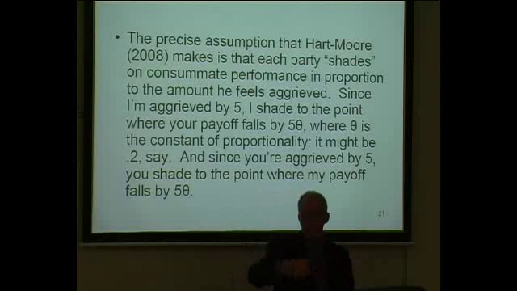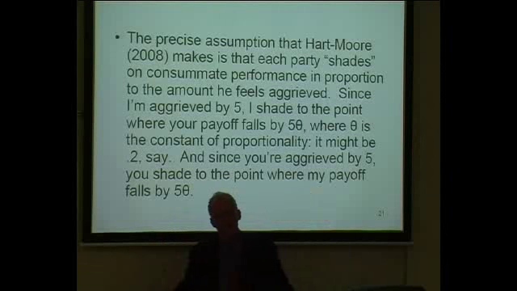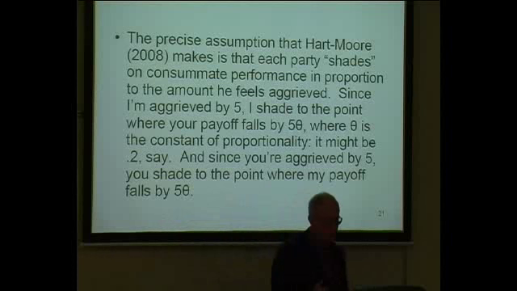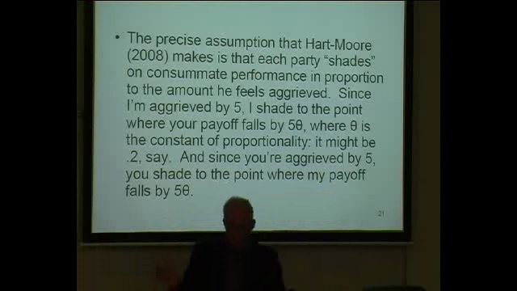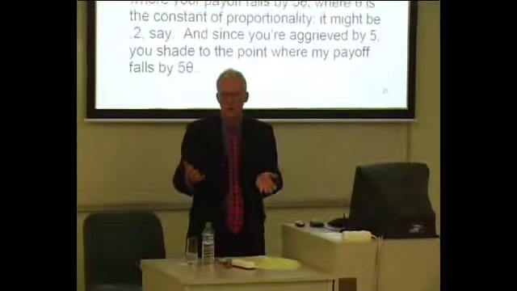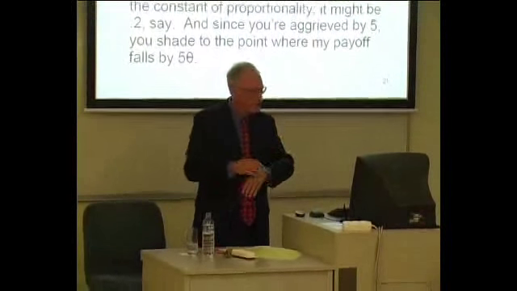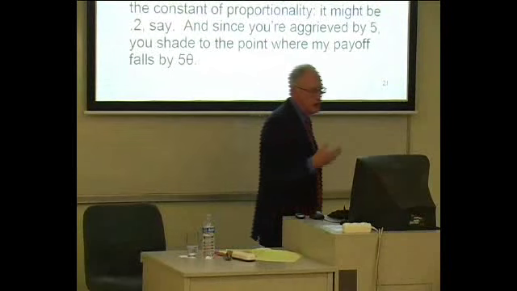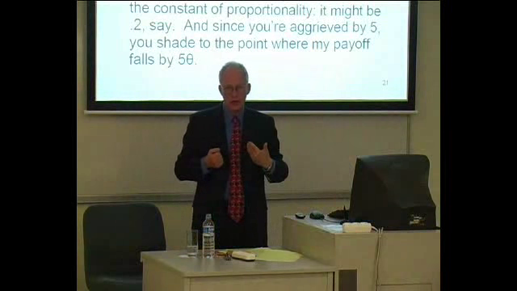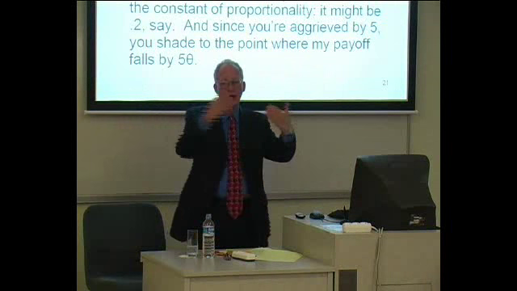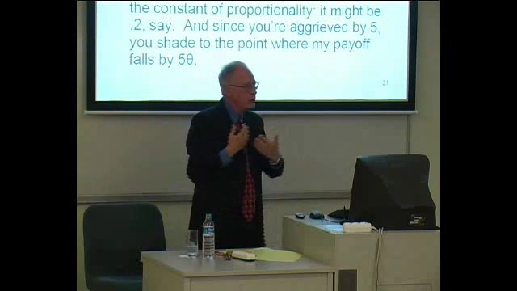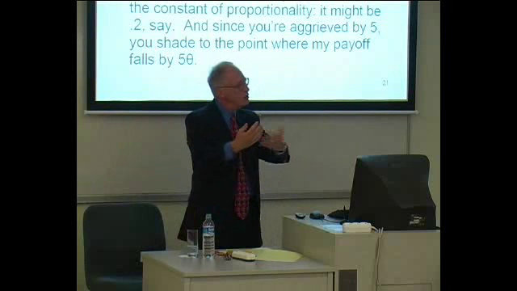I cut back to the point where your payoff falls by 5 times theta, where theta is some constant which we just take to be exogenous. It's between 0 and 1. It might be 0.2. Let me say, for those of you who like models where everything is derived from first principles, this is not such a model. There are quite a few things which we just assume here. We assume that this is the way that people behave. If you're aggrieved by a certain amount, you punish the other person by that amount times theta.